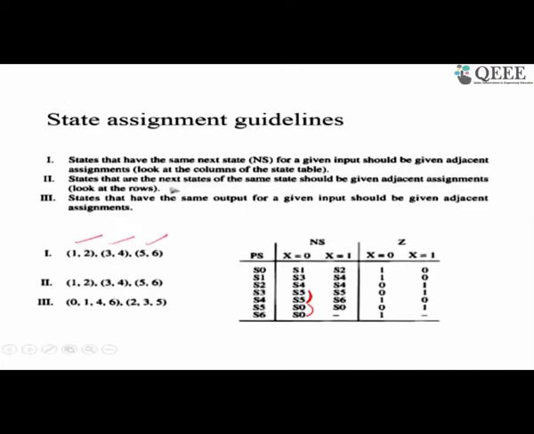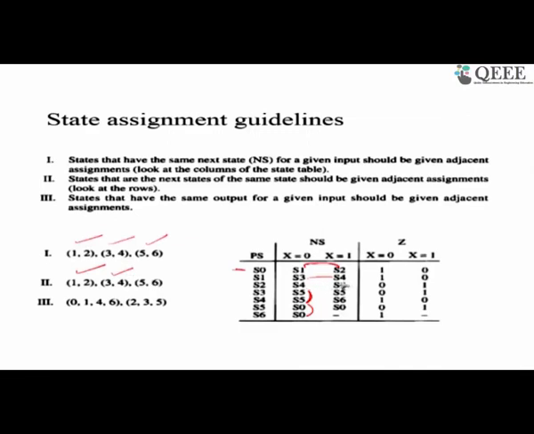The second guideline tells that states that are the next states of the same state should be given adjacent assignment. For that you have to look at the rows. If you look at this row, states which are the next state for a given state have to be adjacent. So S1 and S2 are 2 states which are next states for S0, so they have to be adjacent. Similarly, 3 and 4 are the next states for S1, they have to be adjacent.